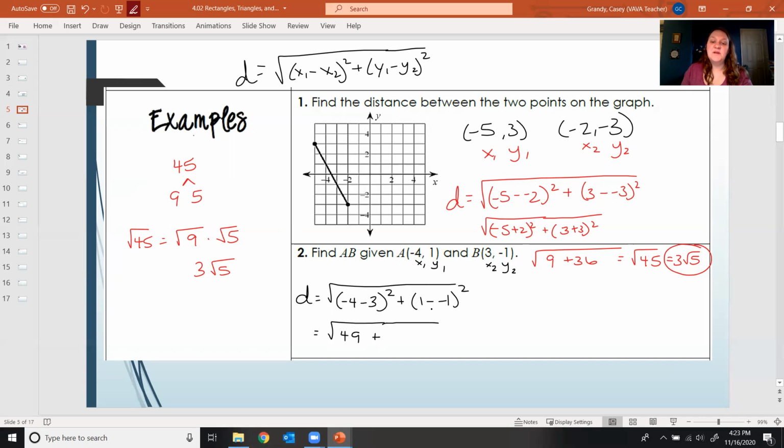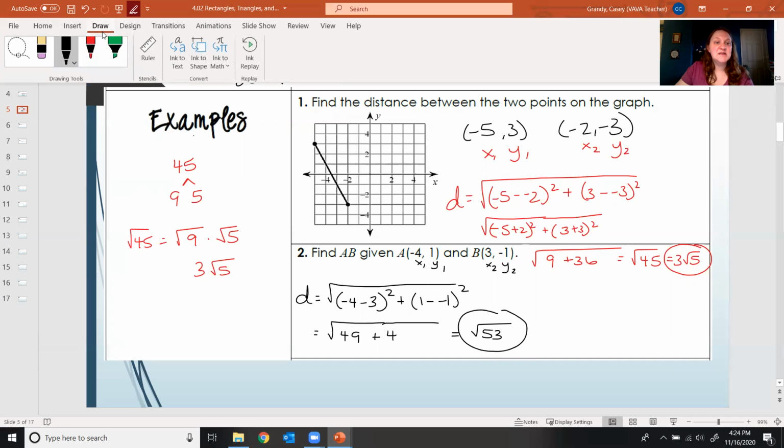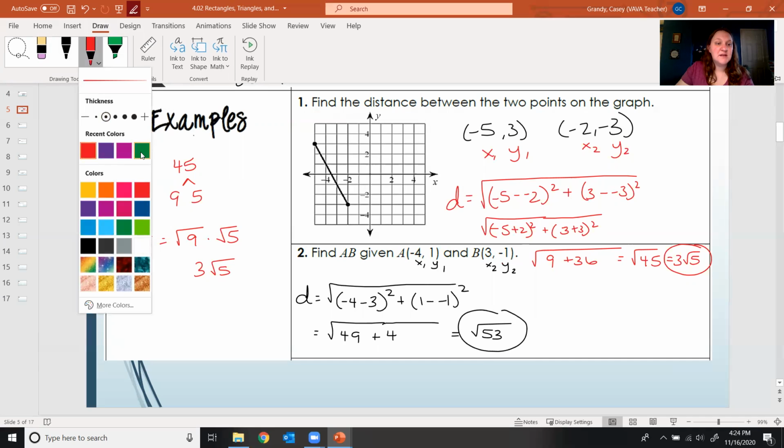1 minus -1 is 1 plus 1, which is 2. 2 squared is 4. So I've got the square root of 53. 53 is a prime number that can't be simplified anymore, so my final answer is the square root of 53. One of the biggest mistakes that I see students make when doing this type of problem is they don't square their numbers correctly. So please be very, very careful when doing that.